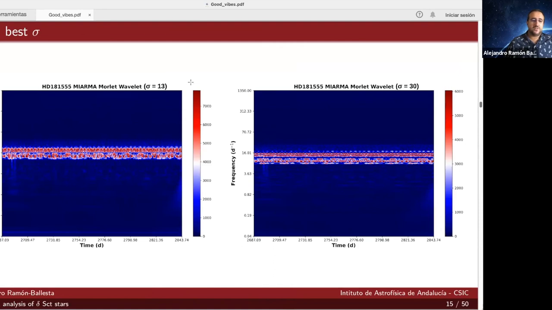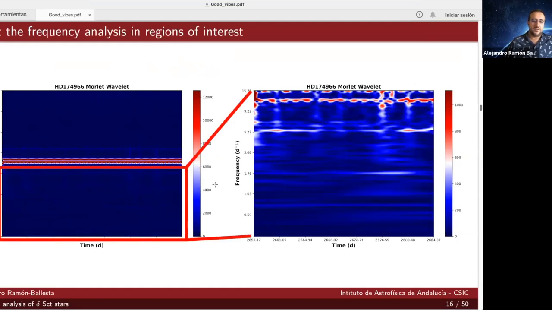When we do our analysis, we have to find the best sigma, which, I remember, is the trade-off between the frequency and the temporal resolution, because with lower sigmas we can lose information about the frequencies. This is the same star, the same light curve, analyzed with two different sigmas, and we can see that when sigma is low, the frequencies that are in this zone are kind of masked by each other. So we have to test several sigmas before deciding which one is the best for a light curve.